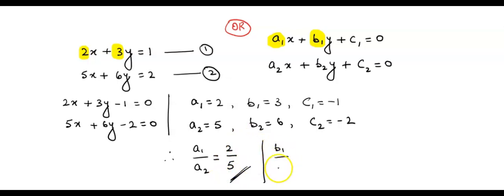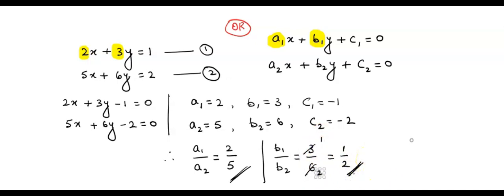Now check b1 by b2. Take the ratio of b1 by b2. b1 is 3, b2 is 6. So 3 ones are 3, 3 twos are 6. The final answer of b1 by b2 is 1 by 2.